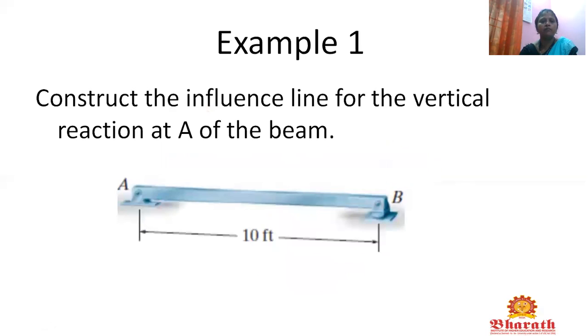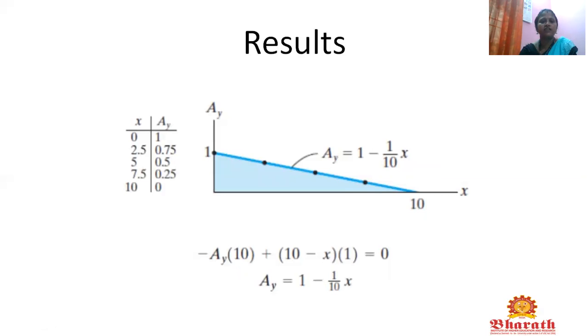So for this problem, this is the influence line diagram for the vertical reaction of the beam. This is the solution for the distances 0, 2.5, 5, 7.5 and 10. This is the reaction calculation for the influence line diagram.